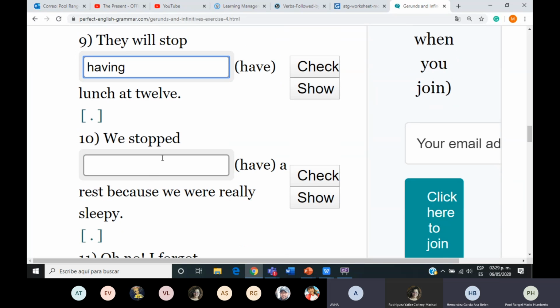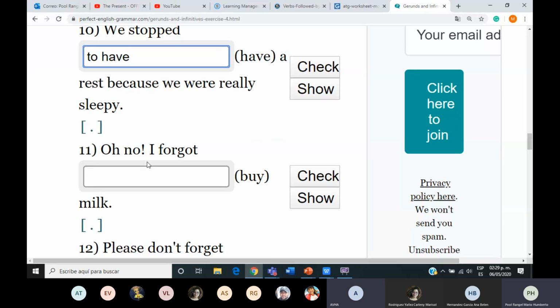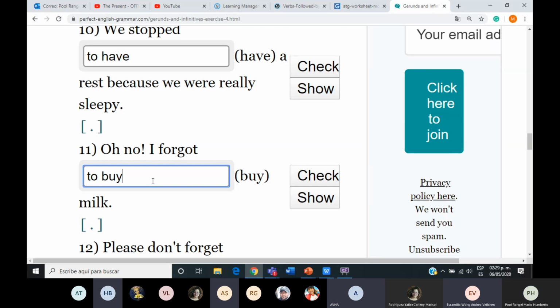We stopped at rest because we were really sleepy. To have. Okay, tengo tres to have. Oh no, I forgot milk. Buying. To buy. Acá en hijo tengo dos buying and one to buy. Vale, ya tengo cuatro to buy. Okay, buy. Fine. Okay.